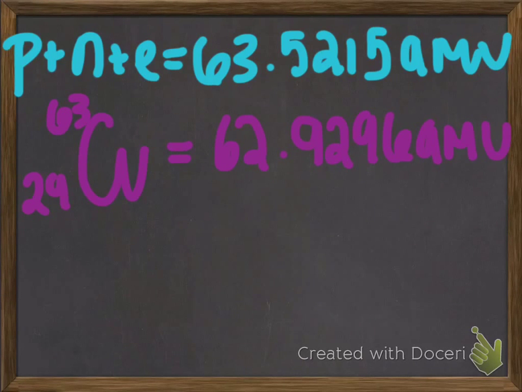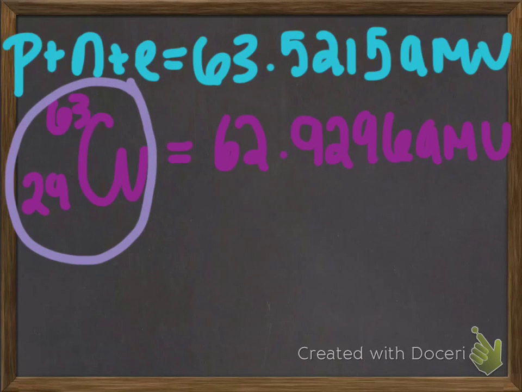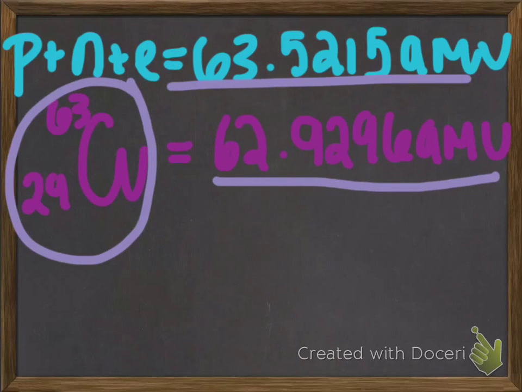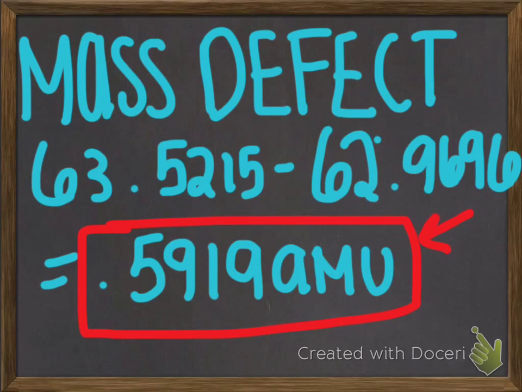And now I'm comparing the two to prove my statement that I said before, where the put together atom, copper-63, weighs less than all the individual particles up here. So to find the mass defect, you subtract the mass of the put together atom from the particle mass, which is obviously more, and this is what you're going to get right here.